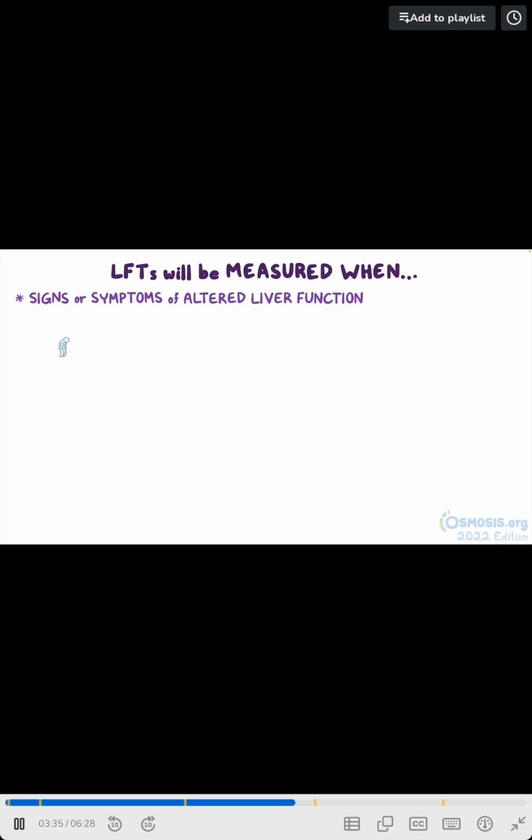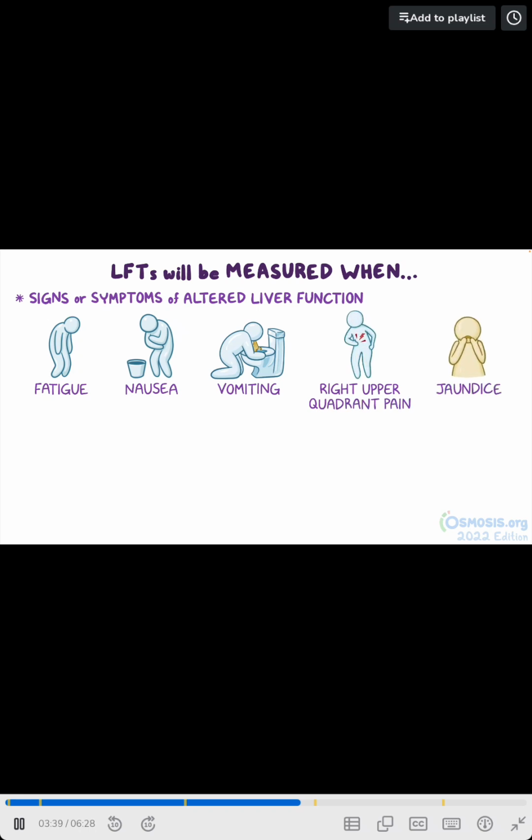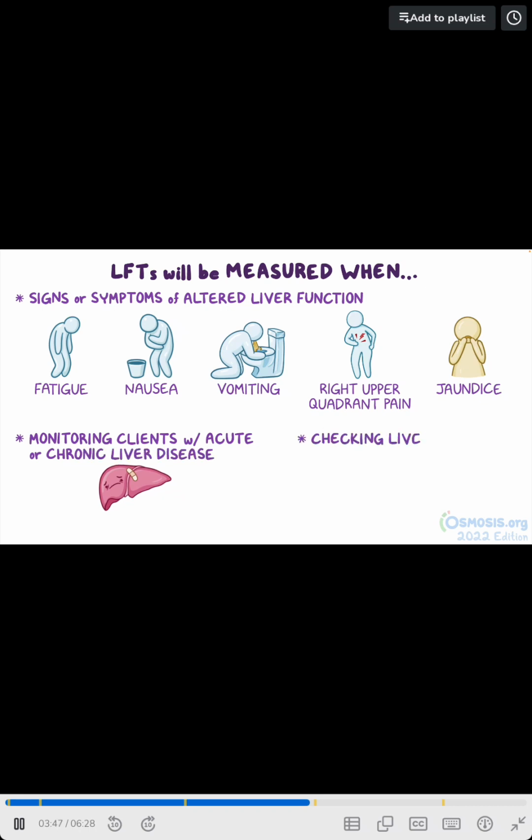Now, a client's LFTs will be measured when there are signs or symptoms of altered liver function, like fatigue, nausea, vomiting, right upper quadrant pain, or jaundice. LFTs will also be measured when monitoring clients with acute or chronic liver disease, or when checking liver function tests in clients taking hepatotoxic medications.